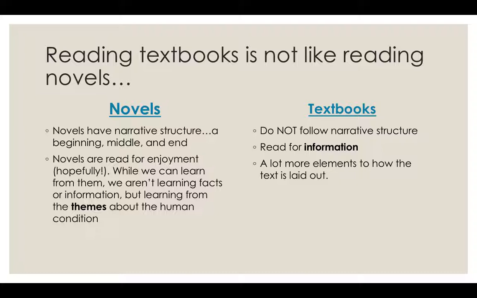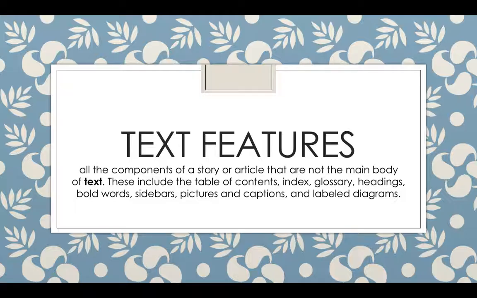Whereas a textbook does not follow a narrative structure. And when you read it, you're reading for information. There's information there, there's facts there, and there's more to how the textbook is laid out. A novel pretty much is just your main text, and the only thing that really has any distinction is the heading of chapters, if there's chapter titles. But a textbook has a lot more going on, and that's what we're going to talk about.